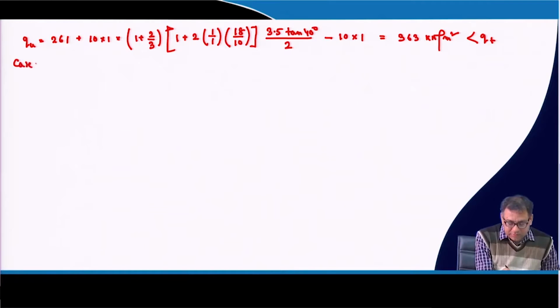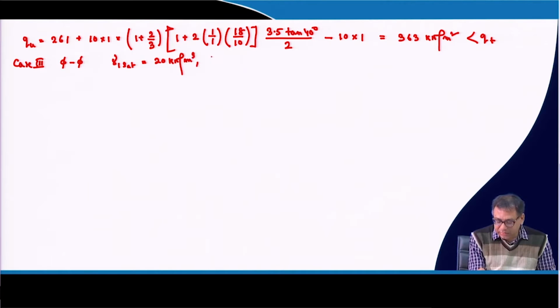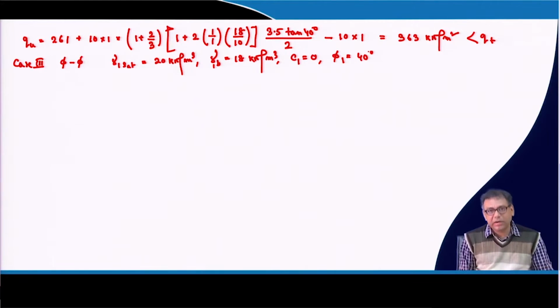this is case 3, which is phi versus phi. That means we are taking a stronger sand with the same properties: gamma 1 sat is 20 kilonewton per meter cube, gamma bulk 1 is 18 kilonewton per meter cube, C 1 is 0 and phi 1 is 40 degree. Water table is again at the base of the foundation.